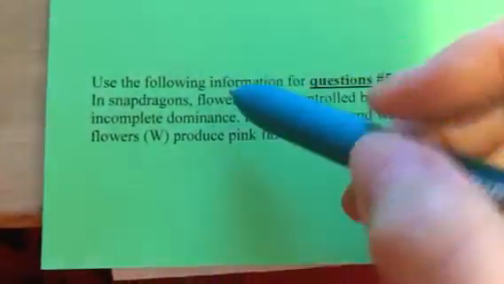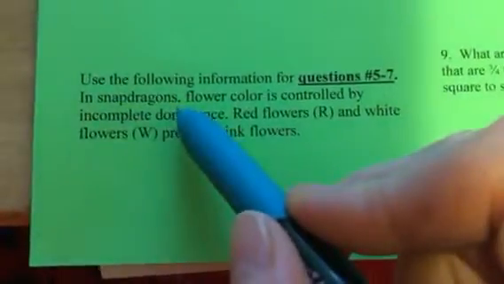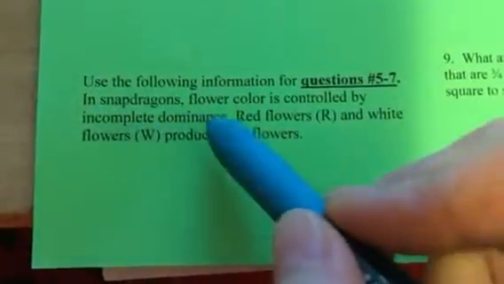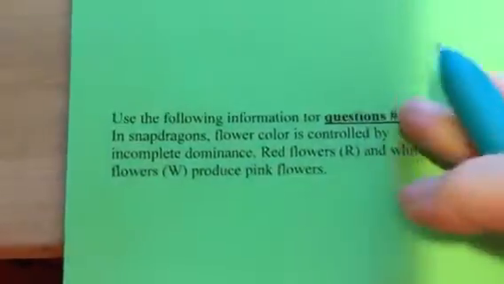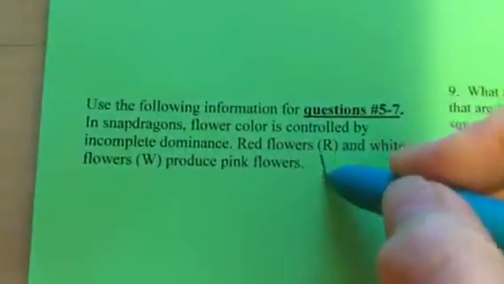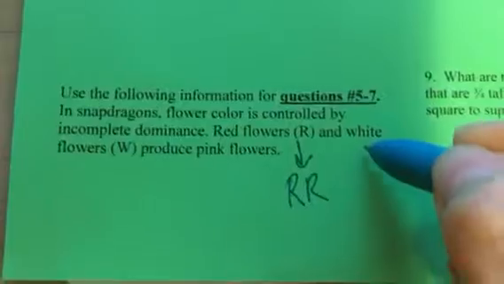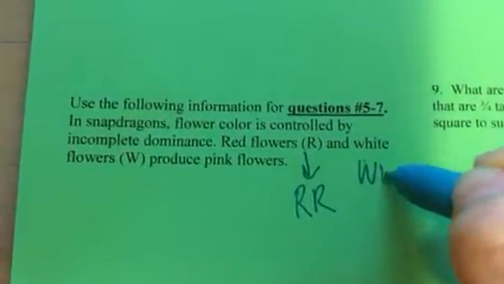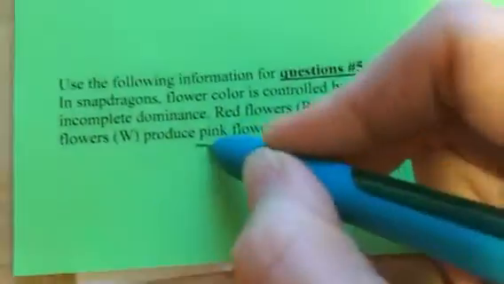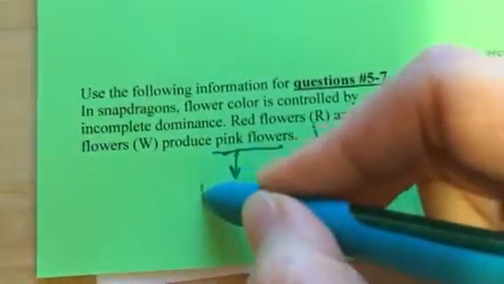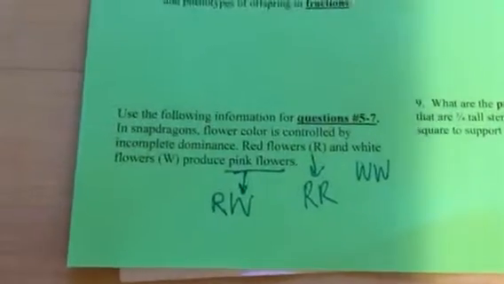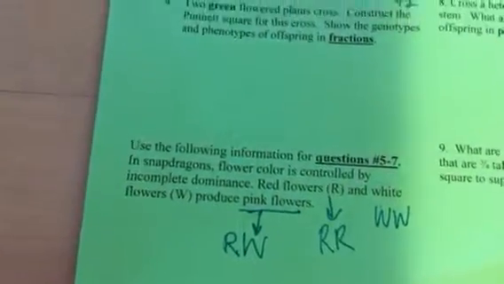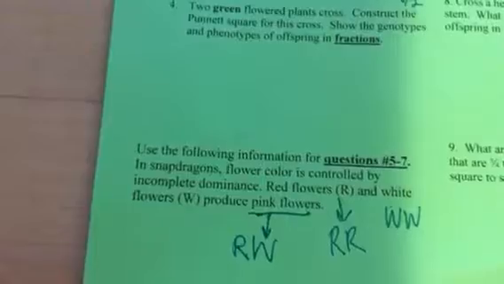Questions 5 through 7 is using this information. Snapdragons is controlled by incomplete dominance. It's given. Red flowers are going to be capital R, capital R. White flowers are capital W, capital W. And pink are going to be a combination of red, white. Okay, so make sure you do that. And then you can complete 5 through 7 on your own. And then 8 through 9 here.